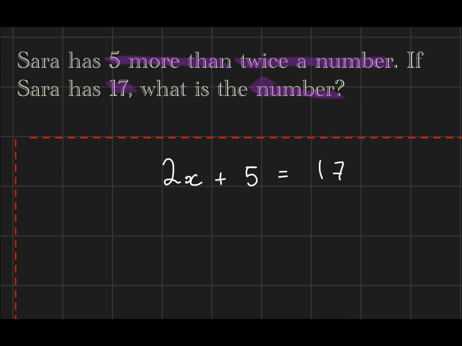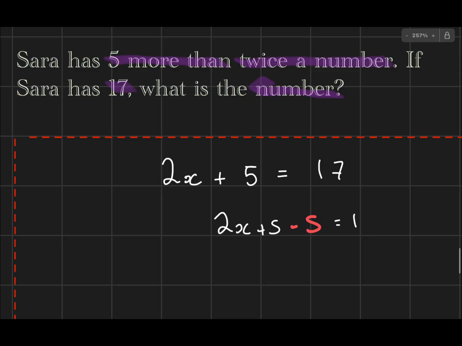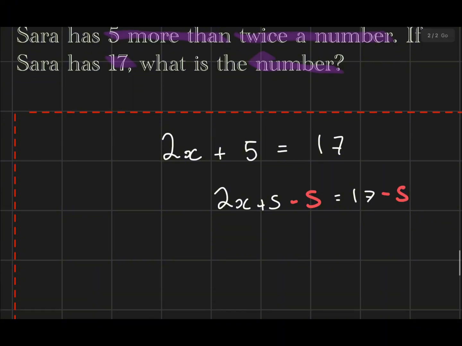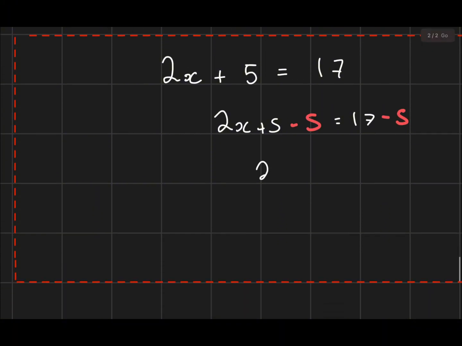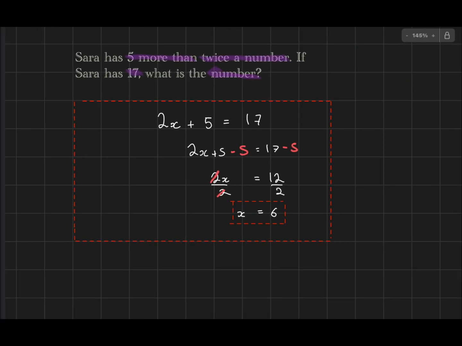From here, we can simplify, where 2x plus 5 minus 5 is equal to 17 minus 5. And then 2x, 5 minus 5 is 0, and 17 minus 5 is 12. Then we divide by 2 on both sides, where the 2's cancel out, and it gets us x is equal to 6. There we go. That's our lesson on solving simple equations.